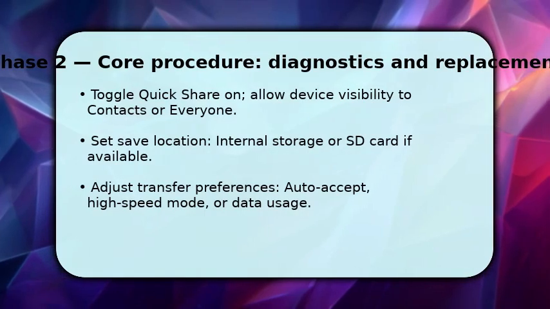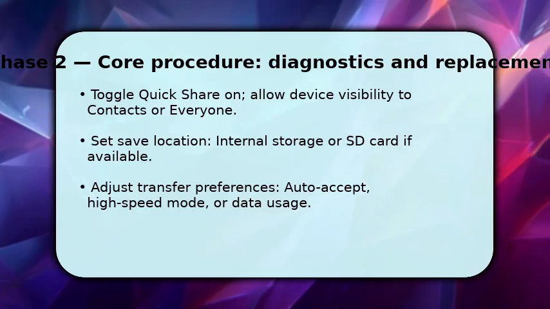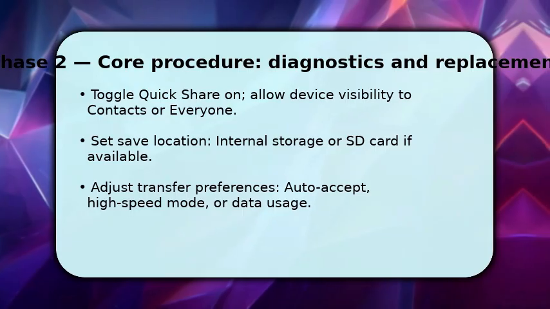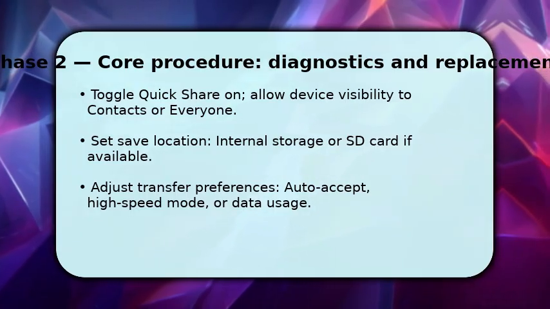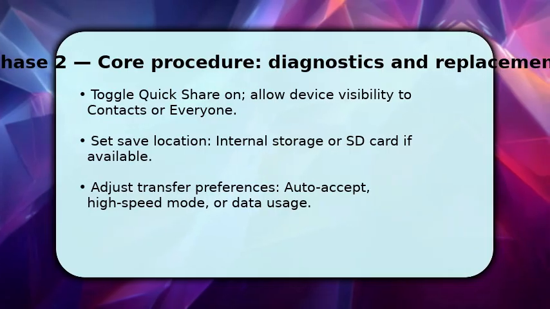You now enable and configure Quick Share. Tap Quick Share and toggle it on. Choose Visibility, Contacts for privacy, or everyone to be discoverable. Once visible, select Save Location, picking internal storage or SD card, because transfers respect that destination.